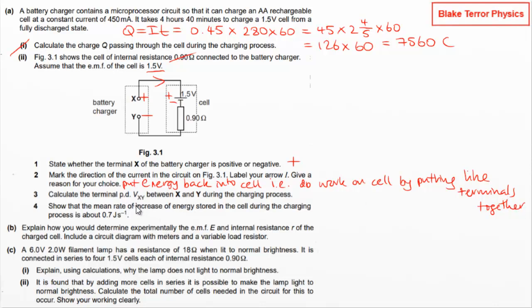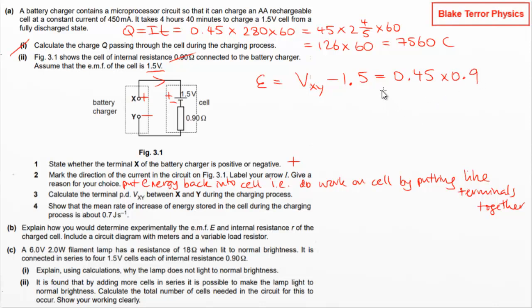Calculate the terminal PD between X and Y. Right, so we know it's got to be greater than 1.5. So we've got a net EMF here. Our net EMF is going to be equal to our VXY, as they've called it, minus the 1.5. That's how much push, how much electromotive force we've got in the clockwise direction. And that has got to be equal to the current, what was the current again? 0.45 multiplied by the resistance. The only resistance we've got is the 0.9.